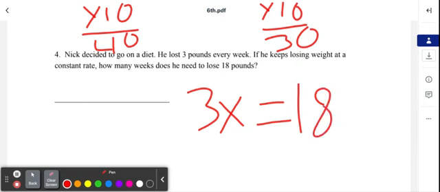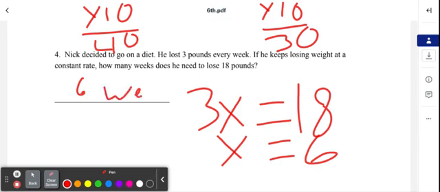It's the same thing. Just divide. 18 divided by 3 is 6. So x equals 6, which means it's 6 weeks. And if you look at it, if he loses 3 pounds a week for 6 weeks, that's 3 times 6, which is 18 pounds lost. So it all checks out in the end.